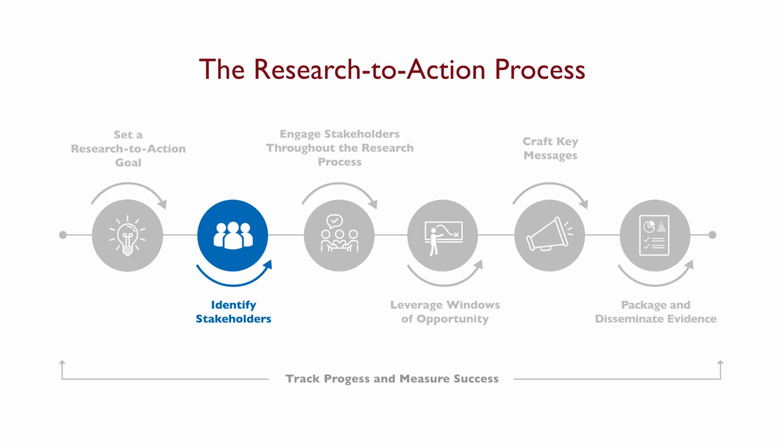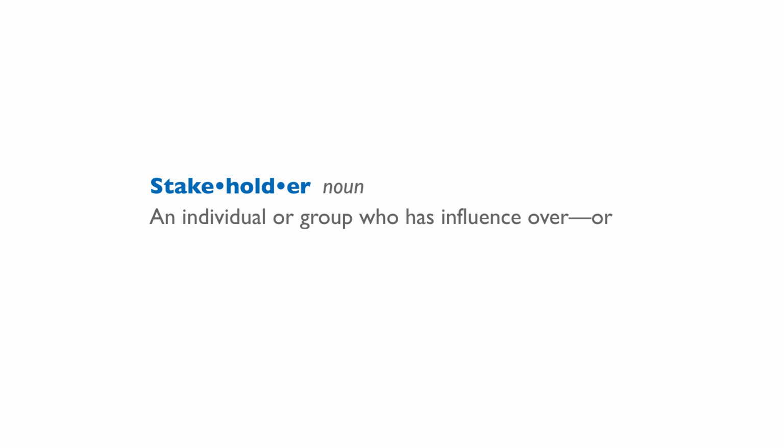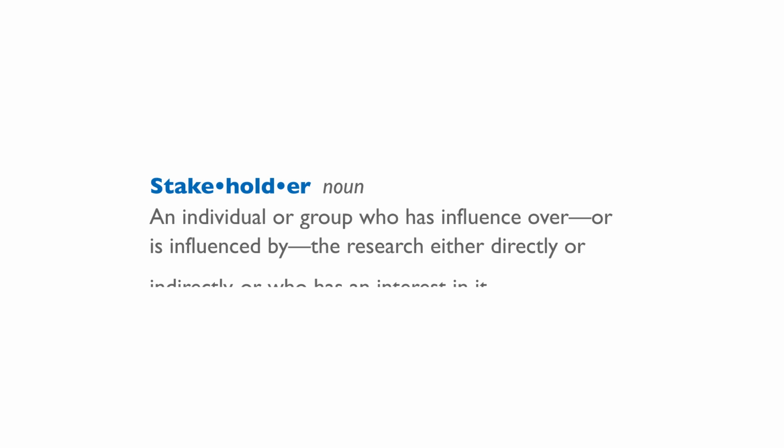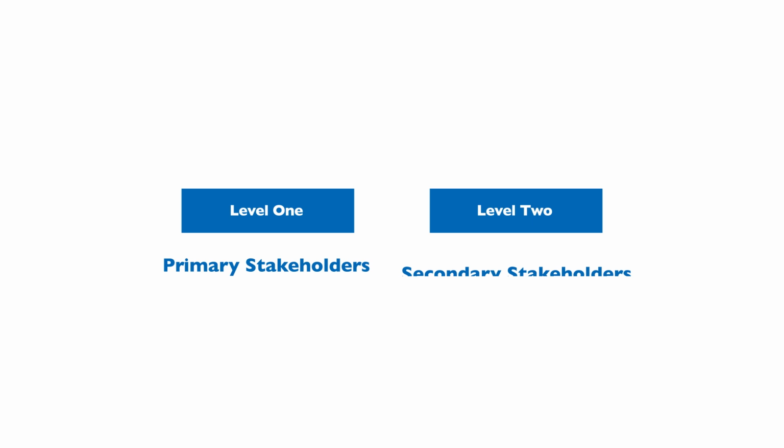Identifying and learning about stakeholders is an essential piece of research to action. A stakeholder is an individual or group who has influence over or is influenced by the research, either directly or indirectly, or who has an interest in it. There are two levels of stakeholders, primary and secondary. Primary stakeholders are often decision makers.